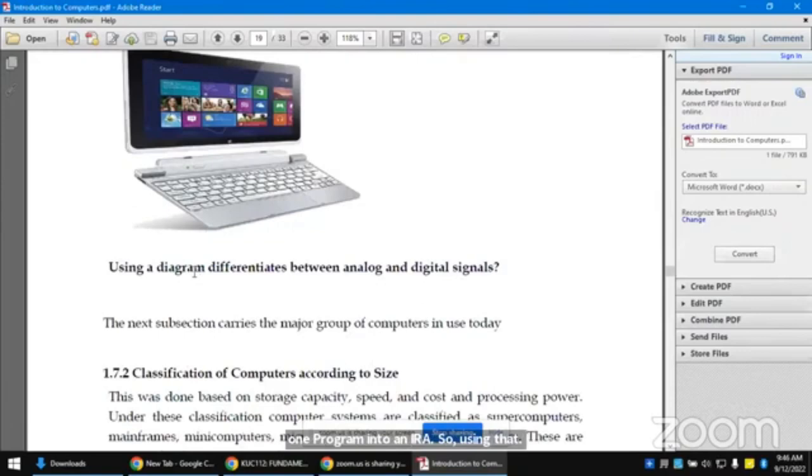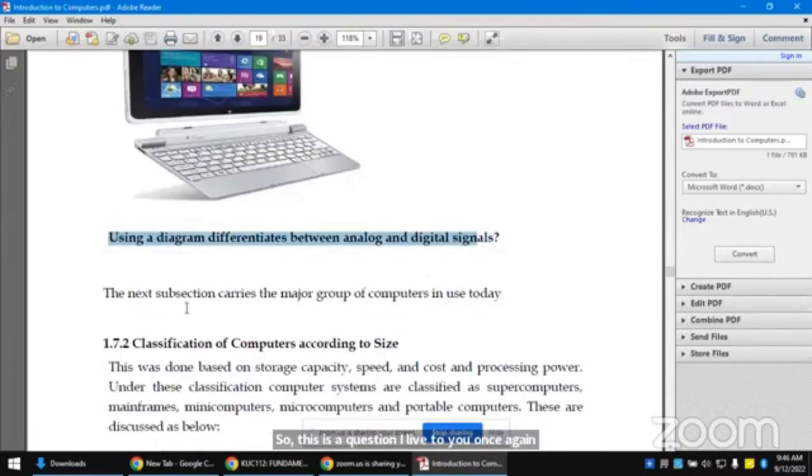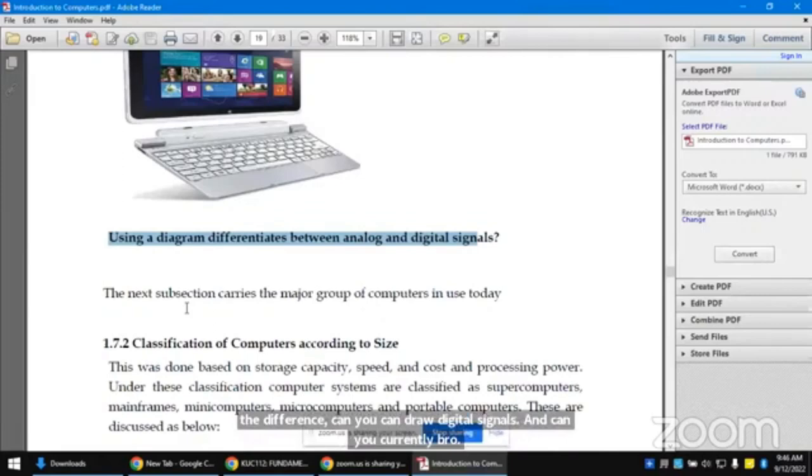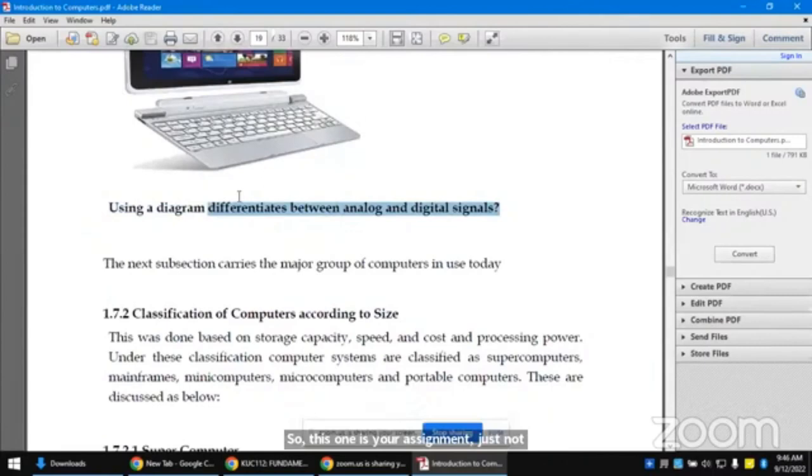So what is the difference? This is a question I leave to you. Once you get the notes, try to ask yourself the difference between analog and digital signals. Can you kindly draw digital signals? And can you kindly draw analog signals? What's the difference? This will be your assignment. Just note that you can do it on your own. You can either Google, or go to the library, and know the difference between analog and digital as you read through the notes.